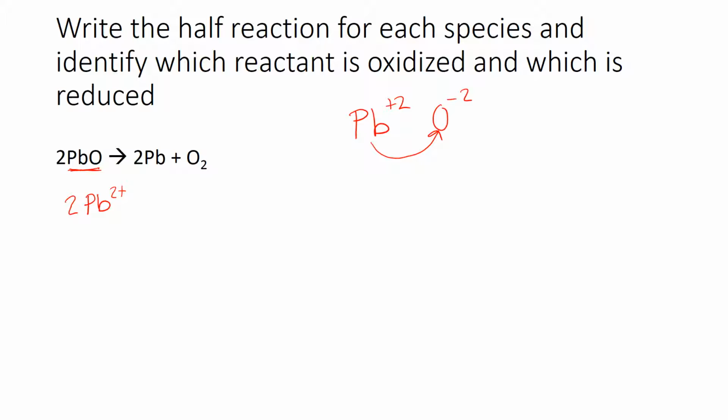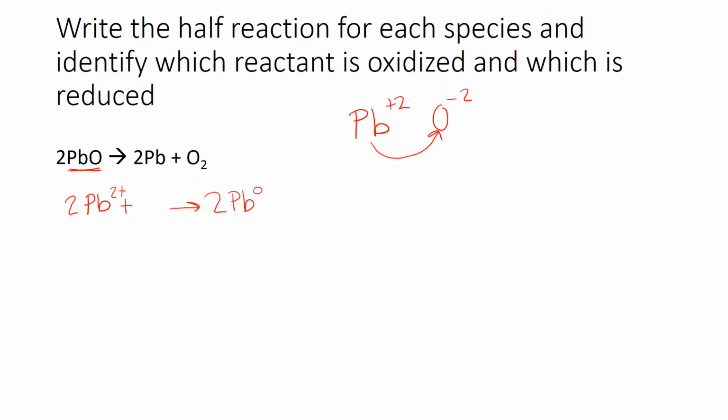Okay, and looking at our product side, we have 2 lead, and the lead is standing alone, so we would assume that it has no charge at all. So how did we get from 2 lead with a +2 charge to 2 lead with a neutral charge? We had to add electrons. So we need to add electrons to our reactant side. Let's go ahead and erase this and give ourselves some more room. So we're going to add electrons here.